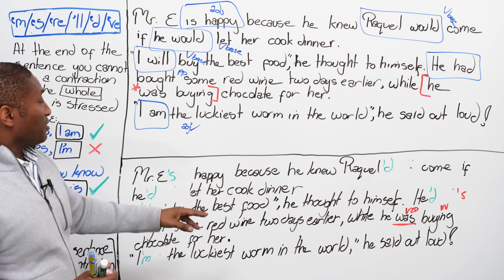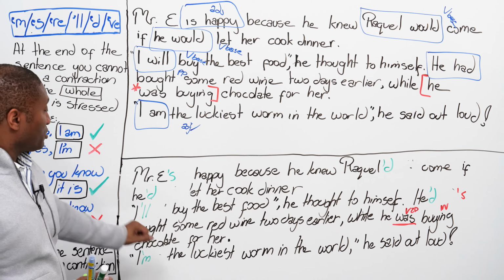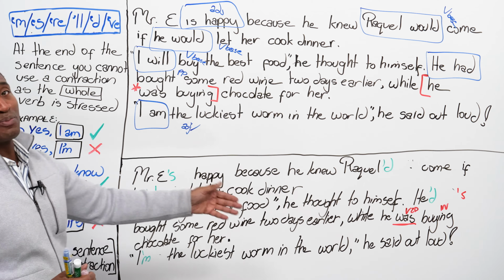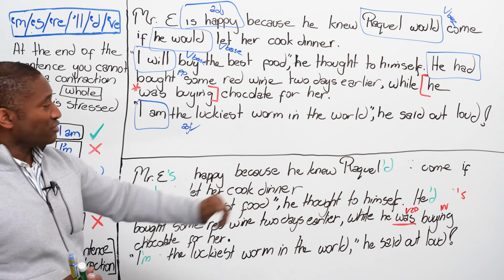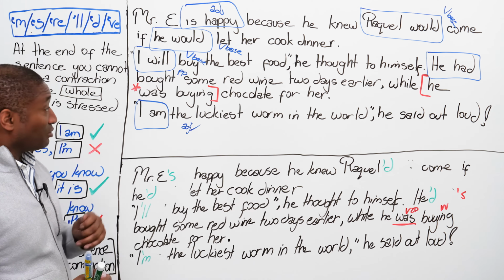I'll buy the best food, he thought to himself. He'd bought some red wine. He had bought some red wine 2 days earlier while he was buying, and this is why it tells us it's in the past tense. Chocolate for her. I'm the luckiest worm in the world, he said out loud.